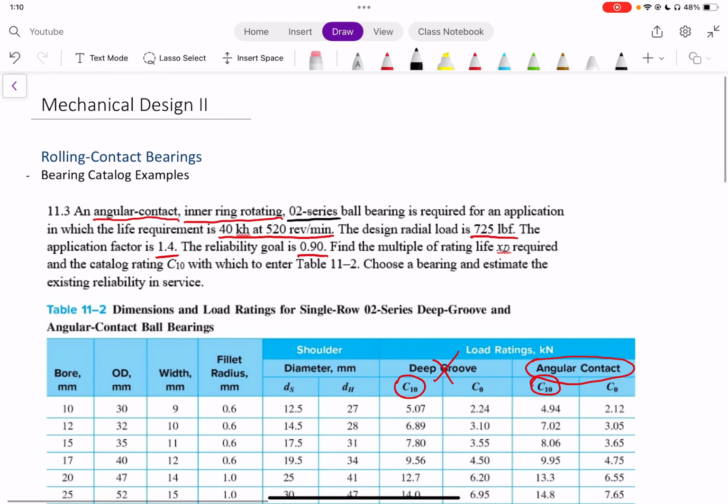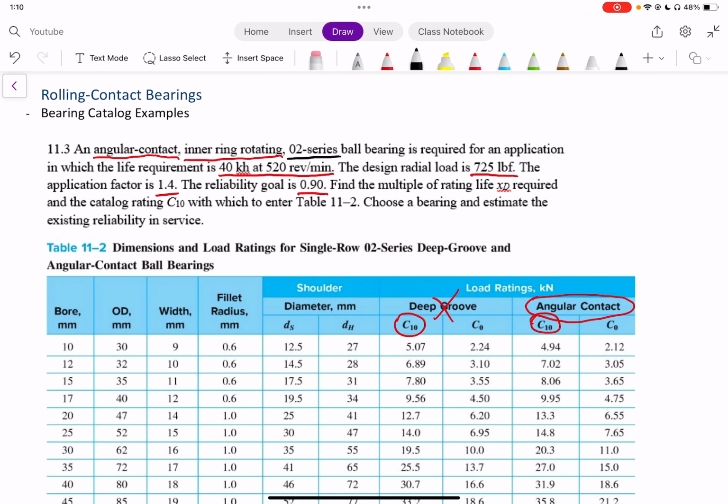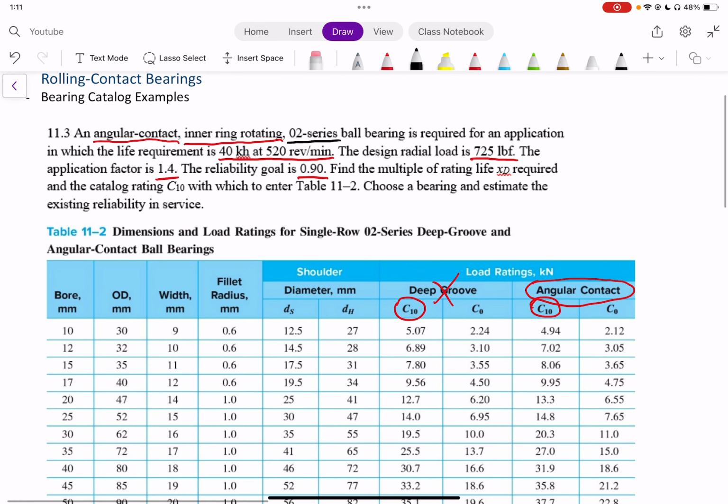Now, the next thing we're going to do is, because we have this C10 value, we can go back to our problem and see what's required. In our problem, it says that we need to enter table 11.2, and we need to somehow solve for a certain load rating that we can use and choose a bearing.